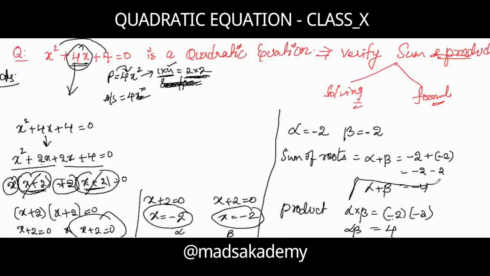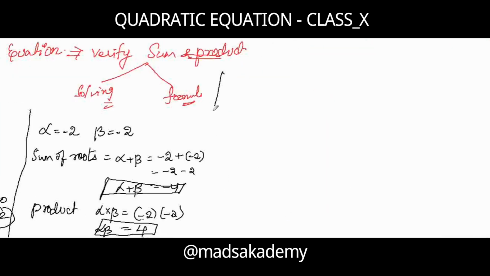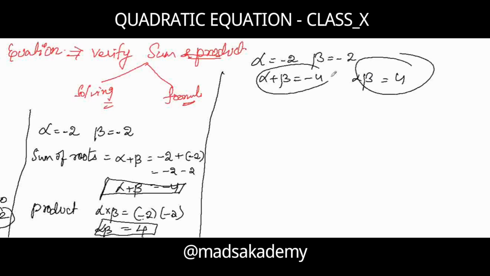Okay, so I got alpha plus beta, that is the sum of the roots, as minus 4. Alpha into beta, the product of the roots, is equal to 4. So this I got by solving. I got alpha is equal to minus 2, beta is equal to minus 2, alpha plus beta is equal to minus 4, and alpha into beta is equal to 4. I got all these values by solving. So without solving, how can I get this?